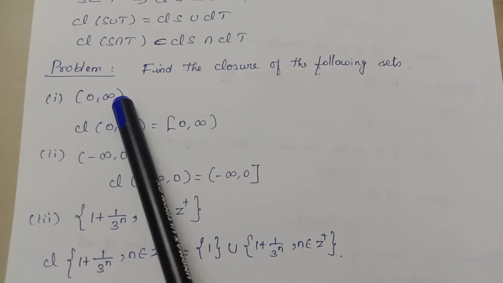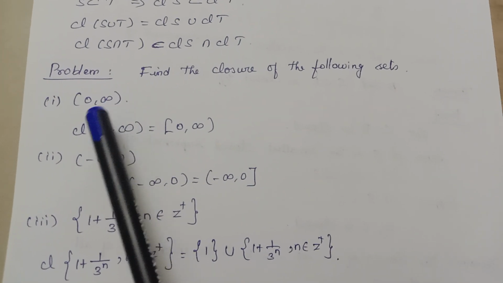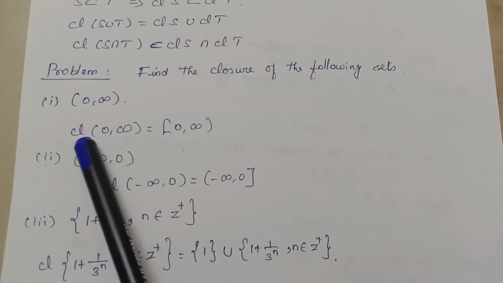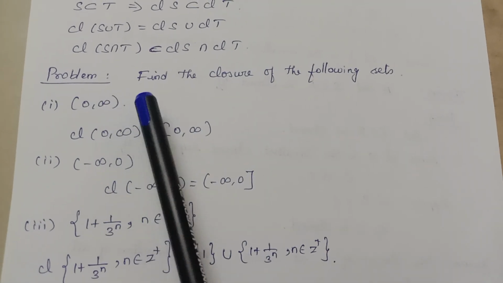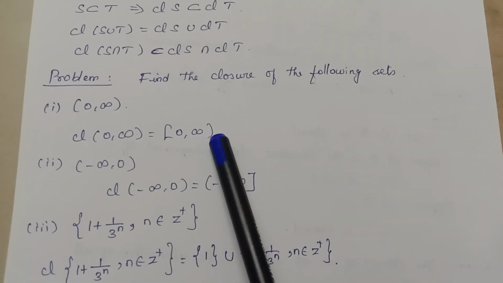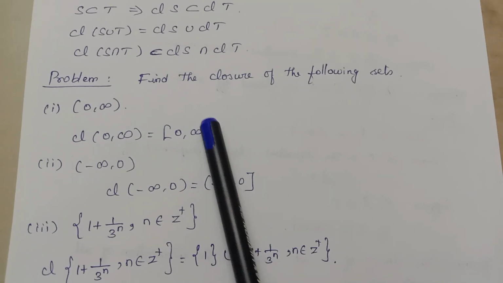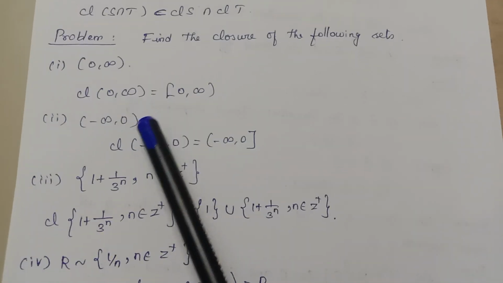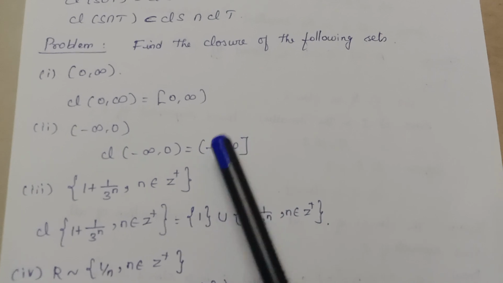See, open interval 0 to infinity. For finding closure, I am going to make use of the theorem: closure of S is equal to S union S dash. So closure of 0 to infinity means, just put a closed interval. So closed interval 0 to infinity. That's all. For infinity, we always put open, no? That's why I have put open. Otherwise, for finding closure, just put a closed interval. Similarly, for minus infinity to 0, open at minus infinity, closed at 0.